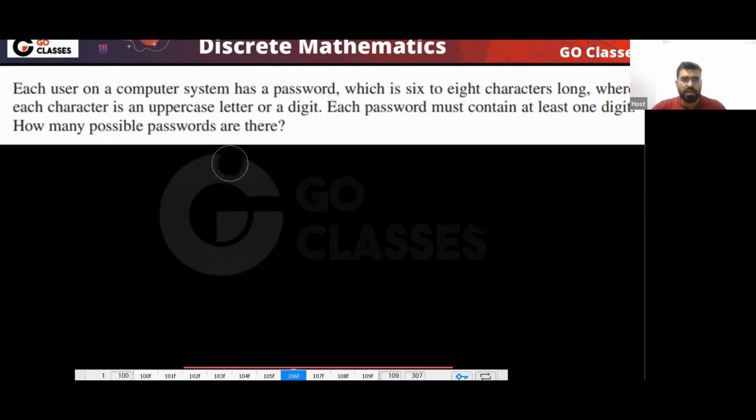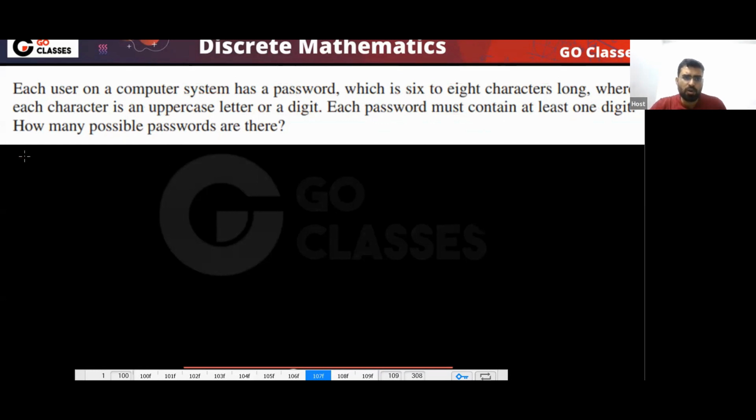In this question, we have all the three things: sum rule, product rule, and complement rule. So what this question is saying, you want a password, and this password can be 6 to 8 characters long, where each character is an uppercase letter or a digit. Each password must contain at least one digit. How many possible passwords do we have?